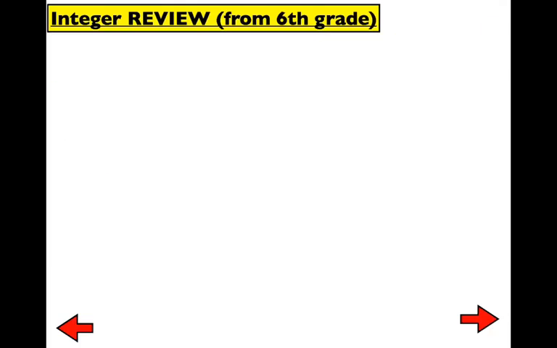Okay. So, first of all, some integer review. That should actually be 7th grade, not 6th grade. Oh, actually, this part is from 6th grade. So when you first started talking about integers in the 6th grade, you really talked about the number line, which for the first time involved positive and negative numbers. So something that might look like that.